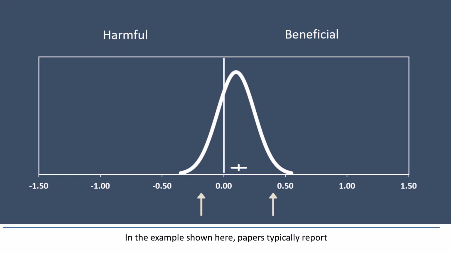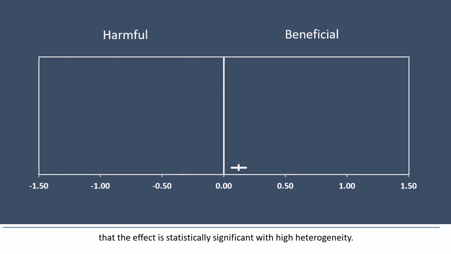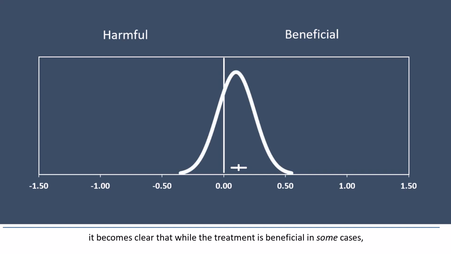In the example shown here, papers typically report that the effect is statistically significant with high heterogeneity. And the take-home message is that the treatment works. By contrast, when we're working with this plot, it becomes clear that while the treatment is beneficial in some cases, it's actually harmful in others. And this becomes the take-home message of the analysis. In sum, this plot helps the user understand and communicate a much more complete and appropriate picture of the results than we would get by focusing on the mean and its confidence interval.